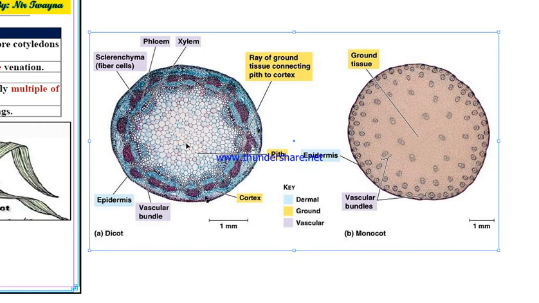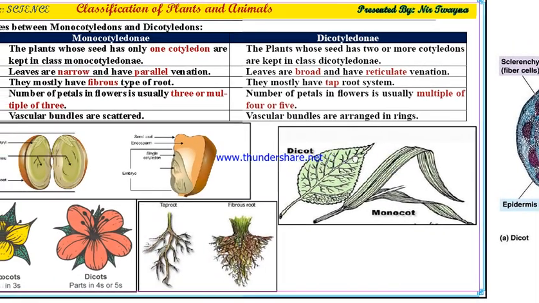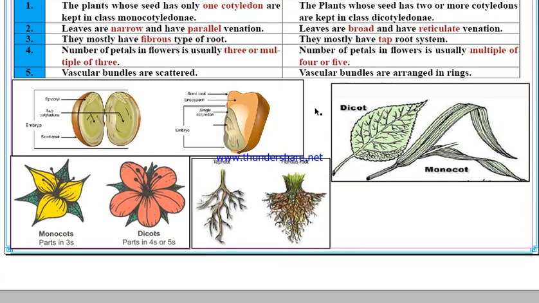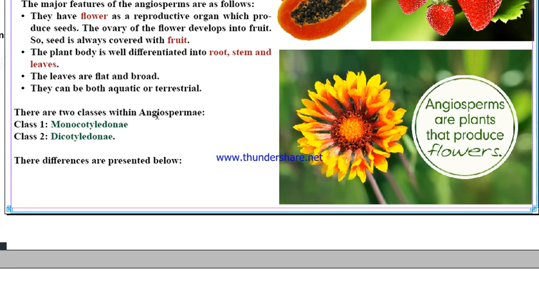It is just pith. The pith stores food of the plant. Okay, so these are the major differences between Monocotyledonae and Dicotyledonae. Now I guess I have not given any examples of Monocotyledon and Dicotyledon. Yes, I'm going to give it here.